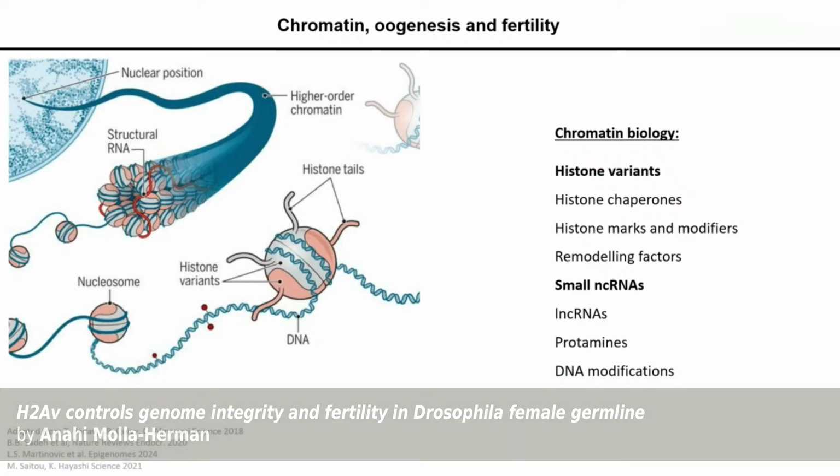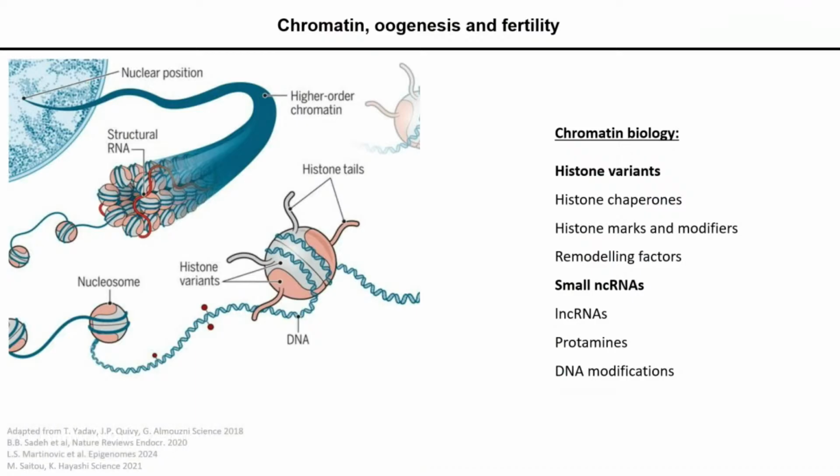In the lab I am more particularly interested in understanding how chromatin can regulate oogenesis. And as you all know, fertility can be affected by many aspects of chromatin biology, but today I will only focus on histone variants and small non-coding RNAs.